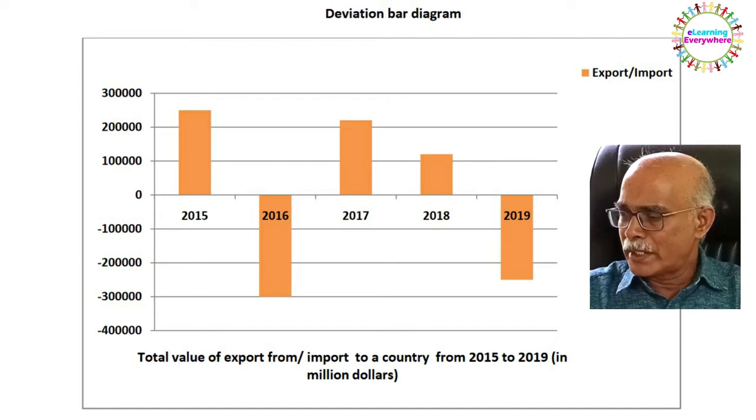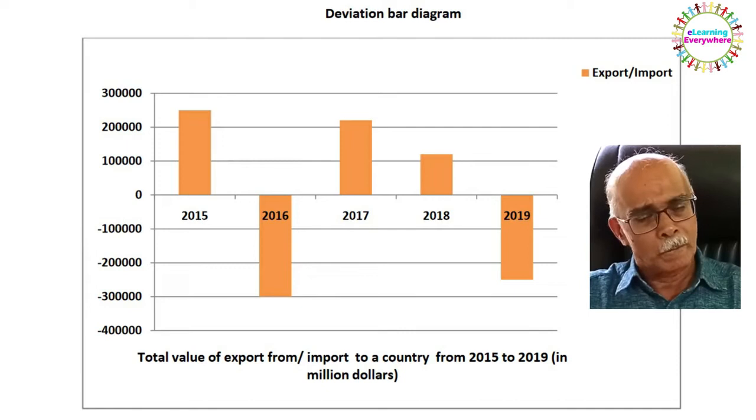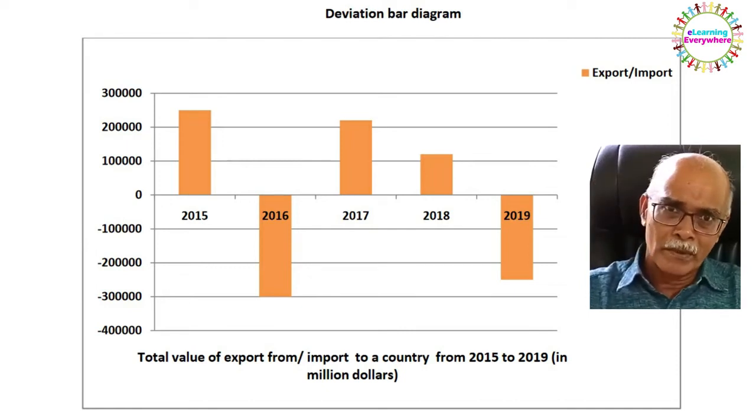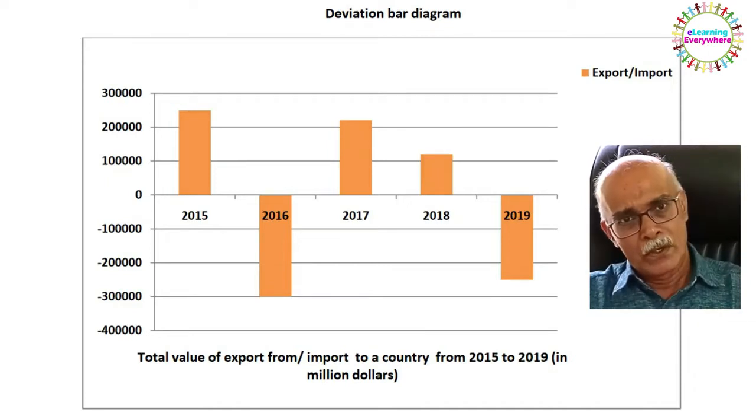Profit and loss, export and import, such types of data in which there are values that can be projected in one direction as well as in the opposite direction are represented by deviation bar diagrams. An example of a deviation bar diagram is also given here, and it shows the details of export and import of a particular country for a particular year. Export is given in positive values and import in negative values.